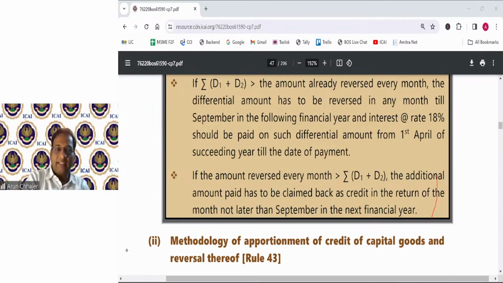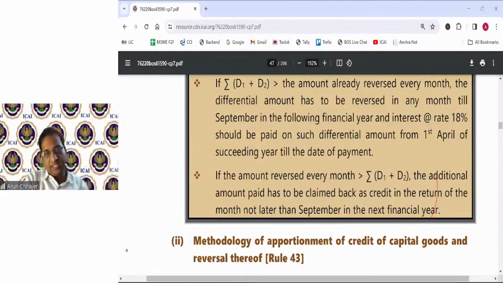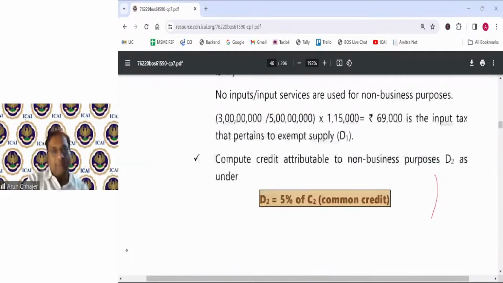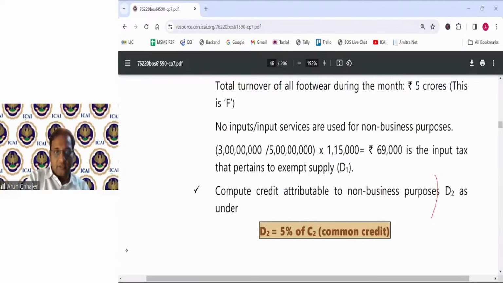Okay. So Rule 43 we will not discuss today. We will discuss it in the next class. But Rule 42 I have discussed at length. I hope it is clear. Now let's go down.